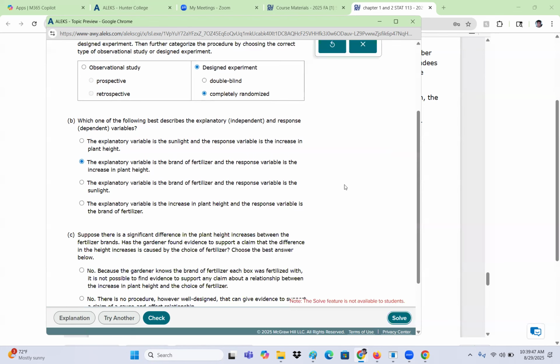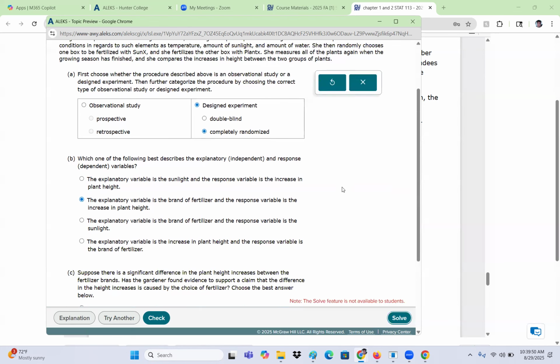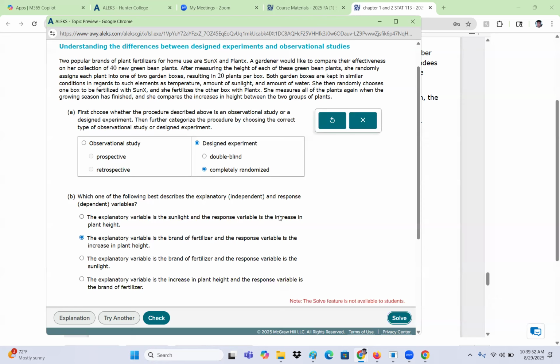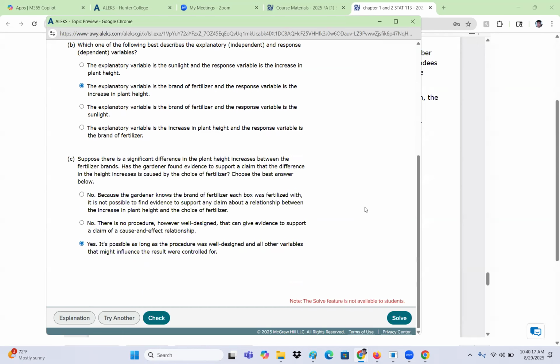Most likely the thing that caused the effect we call the explanatory variable, and the response is going to be the height. You can look at how she actually measured the height in this case. And then she put in some fertilizer of different brands. So she has used two different brands. One of them is Sun X, and the other one is Plan X. Okay.